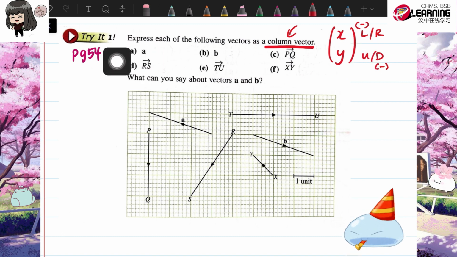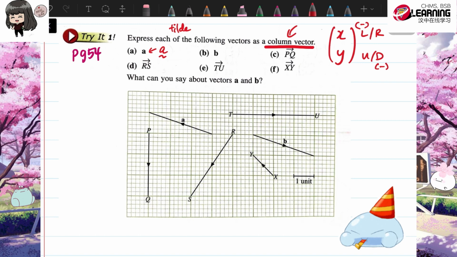Now let's look at part A. This is vector A. You can see that it's a bold A. Or if we are writing it down, because we cannot write in bold, instead of writing in bold, we write a curvy sign at the bottom. We call this a tilde sign, underneath the alphabet, but I will call this vector A. This one is vector B. This one with an arrow is confirmed to be called a vector already. Vector PQ, vector RS, vector TU, and vector XY.